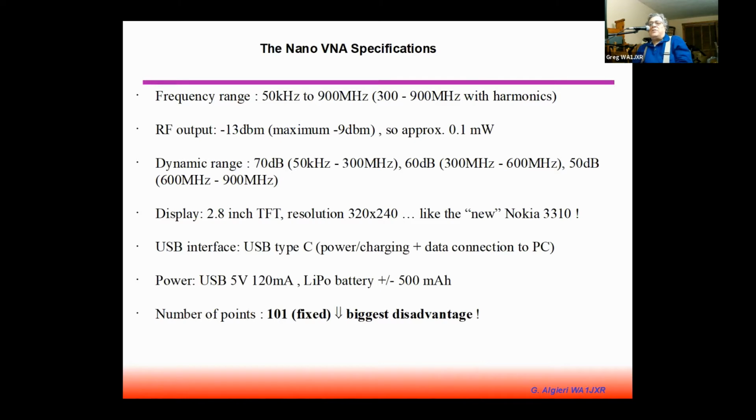The number of points, and this has to do with the processor in it, the number of points as you sweep from your start frequency to your stop frequency is 101 points. And so that's probably the biggest disadvantage of this unit. So if you're sweeping over a very wide frequency range, you only have 101 points. That's a pretty big jump, between steps.